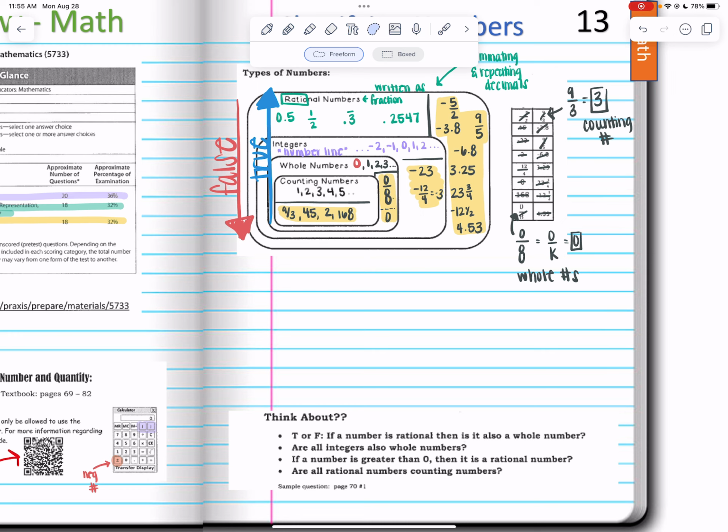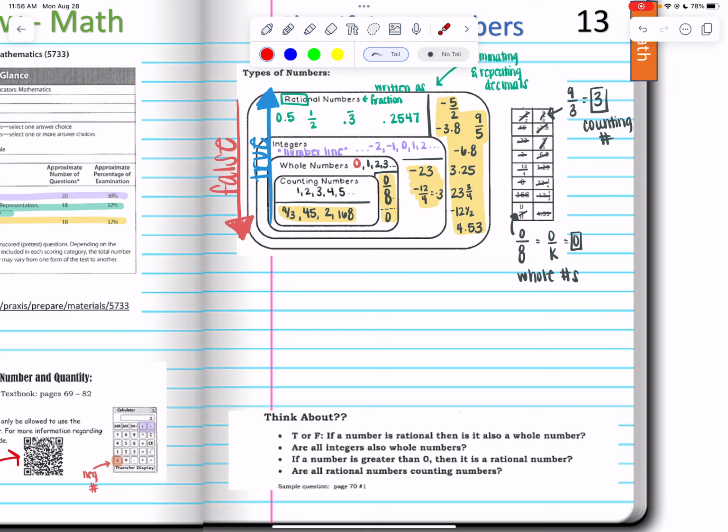So let me give you an example. The number 2, so let's look right here. True, because it's all the way down in this counting number. 2 is a counting number. It's also a whole number. It's also an integer, and it's also a rational number. But the number 1/2 is not an integer because it's not on our standard number line. It's not a whole number. It's not a counting number. So going down is false. Going up is true.